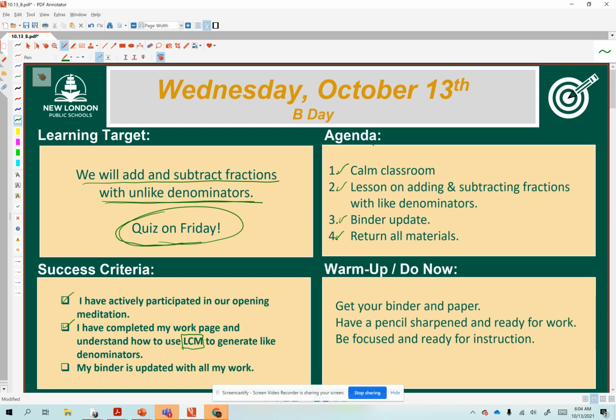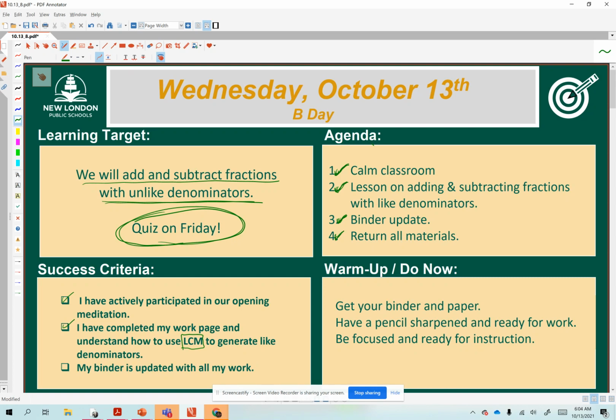And let's be reminded that we have a quiz on Friday. Today is Wednesday, October 13th, and it is a B day. So you've probably already participated in Calm Classroom. We will now have our lesson on adding and subtracting fractions with like denominators. Please keep your binder updated and return all materials at the end of class.